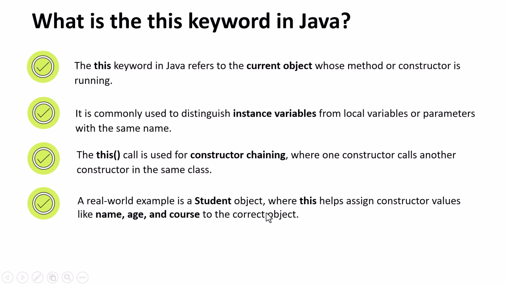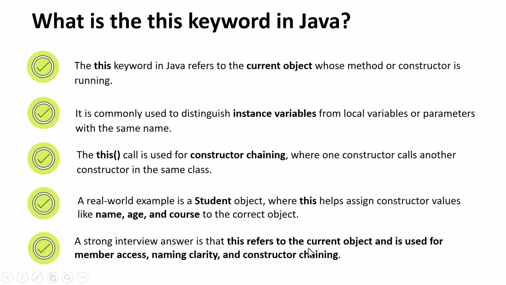The main benefit of this is clarity and correctness. It makes it clear that we are talking about the current object, which improves readability and avoids confusion in object initialization and method logic. So the best interview answer is this. This keyword in Java refers to the current object, and it is mainly used to access current object members, resolve naming conflicts, and perform constructor chaining within the same class.